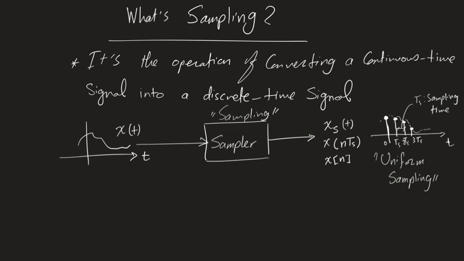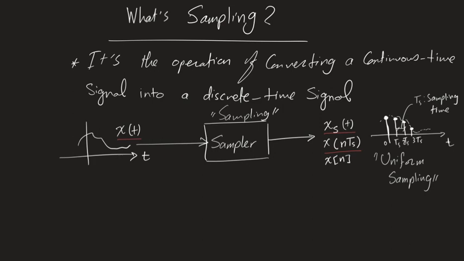Keep an eye on the terminologies. So x of t is the continuous time signal, xs of t is the discrete time signal, or without saying xs, we say x, but now nTs. So it exists only at integer values of n times Ts. It doesn't exist at all times.